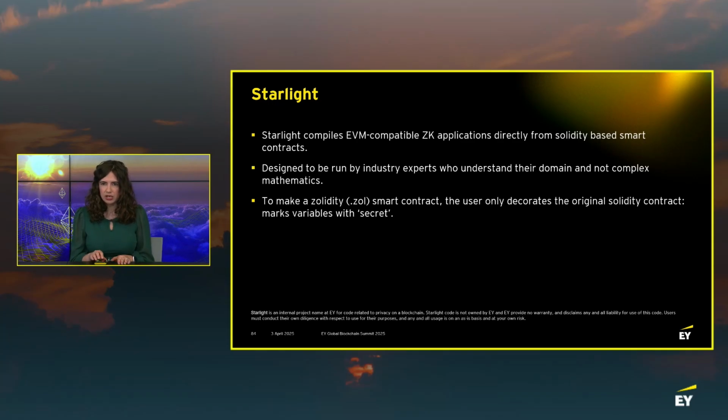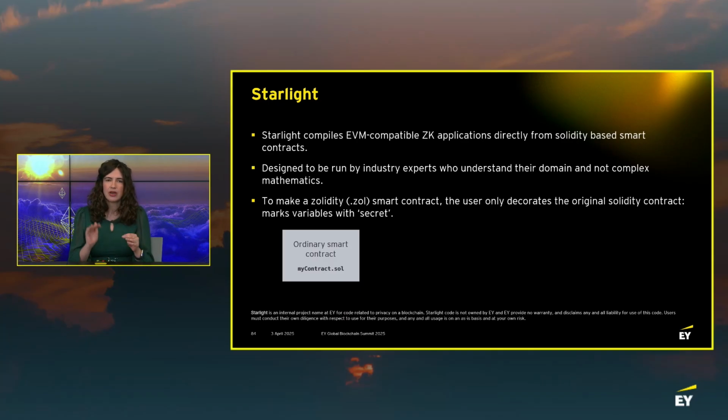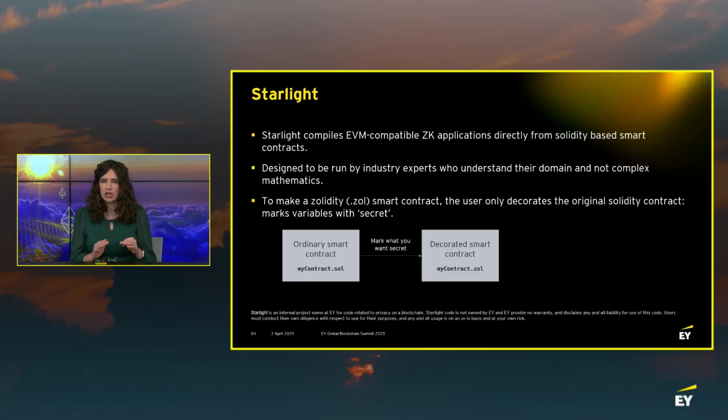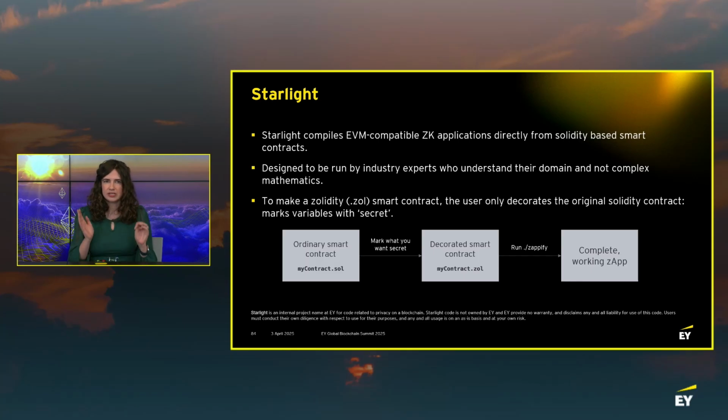How Starlight works is you take a Solidity contract and then you mark it to specify what variables you want to be secret, and from that you will get a Solidity smart contract, which is just the Solidity contract marked with these decorators and markings. Then you can run the Zapify Starlight command to get a complete working zap. A zap is kind of like a DApp but with privacy, essentially.